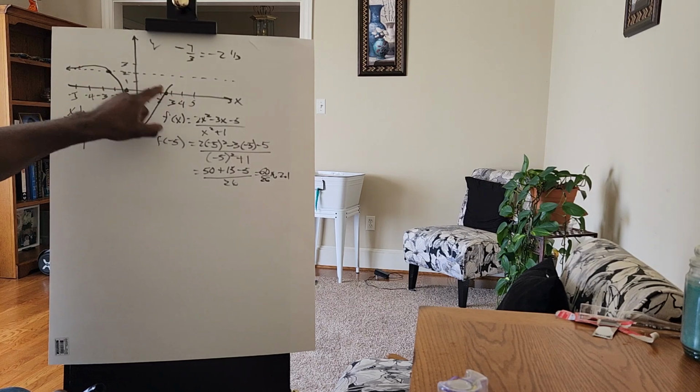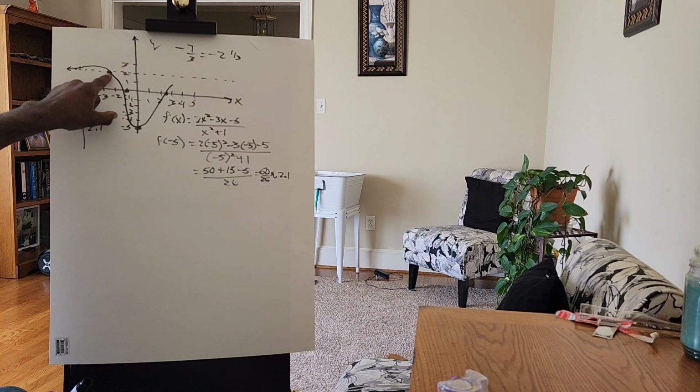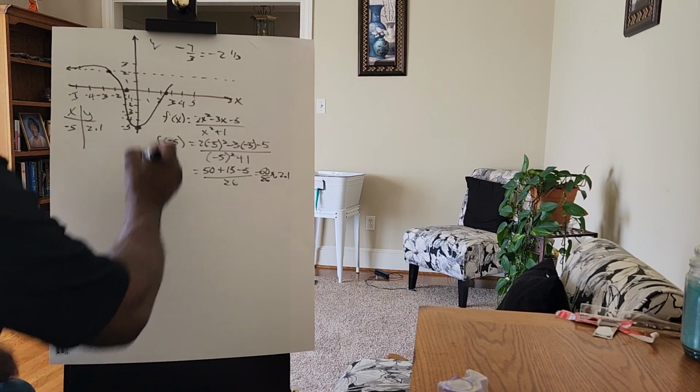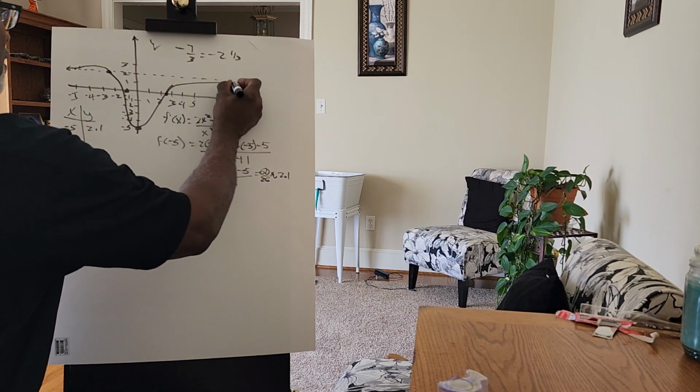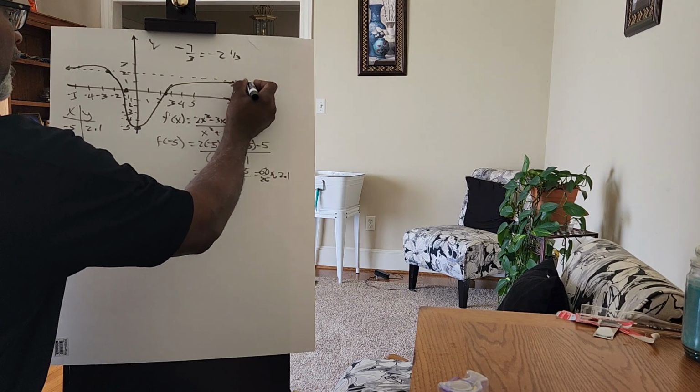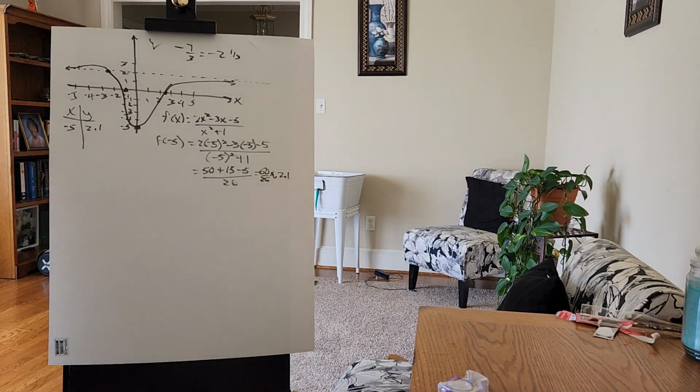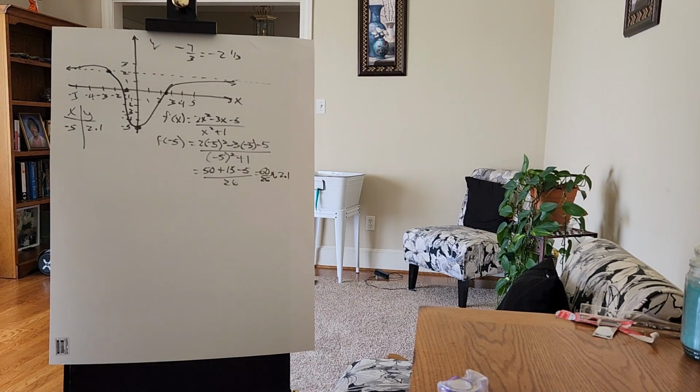Over here, it didn't cross over here because the only crossing point was right here. So the function has to just do this and just get closer and closer and closer to that line, never touch it. So there's a graph of that function. So this is how we'll graph these rational expressions.